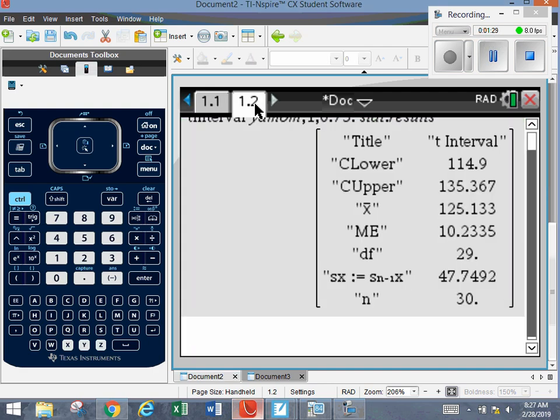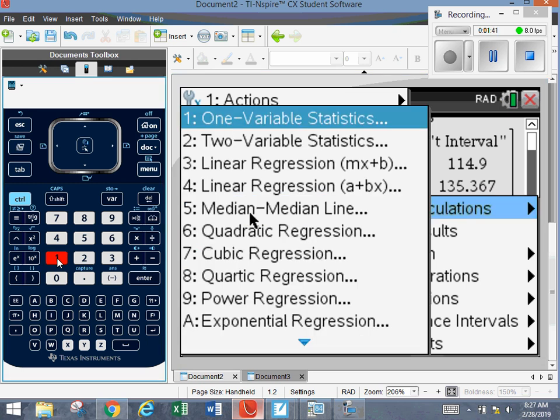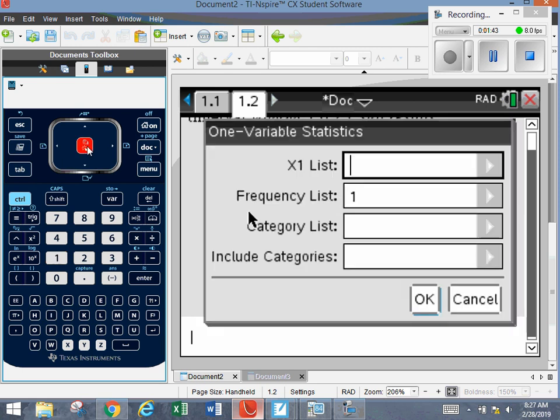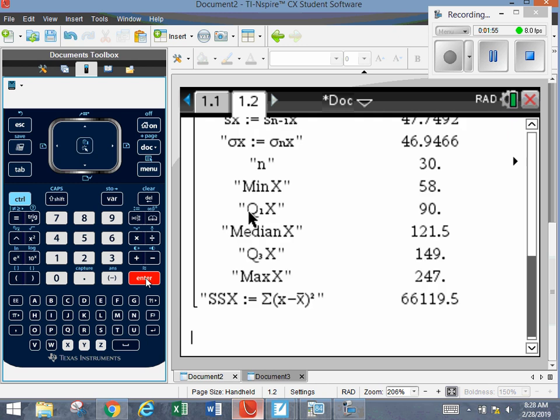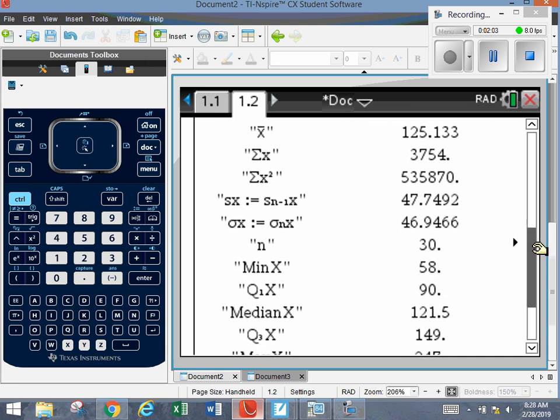I will go ahead and come down here and hit menu, statistics, stat calculations, and we're going to go one variable stats. The list I want to use is YAML. And I hit OK. And here we go. We've got the stuff we wanted there. We've got x bar right there at the top. And then that SX is the standard deviation of our sample.